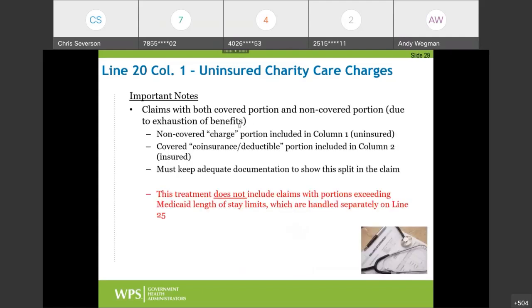We talked quite a bit about the claims that have both a covered and a non-covered portion, the exhausted benefits somehow. That needs to be split. Of course, that makes the audit a little bit more complicated. It'll look like a duplicate, but then we'll find out that, hey, halfway through the claim, they exhausted benefits. So there should be some sort of documentation to show when they lost coverage and what the amount was.